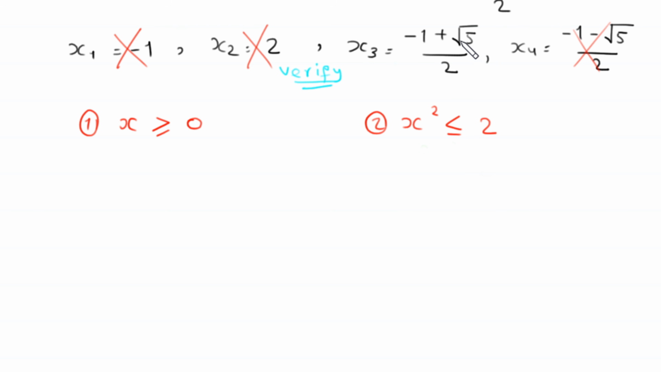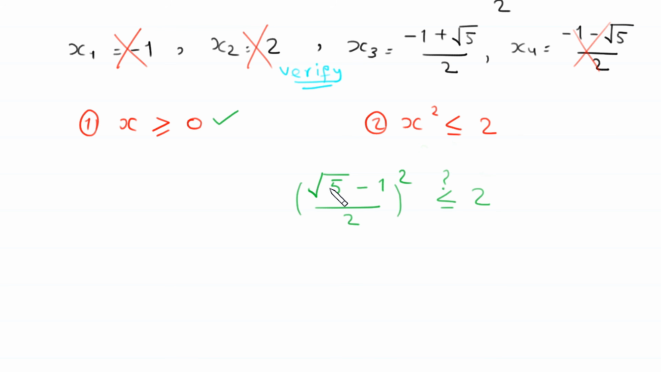The square root of 5 is greater than 2. So negative 1 plus square root of 5 over 2 is greater than 0, so this condition is true. Now we check the second condition. In place of x we put this value, negative 1 plus root 5 over 2. This can be written as root 5 minus 1 over 2, and we take the square because here we have a square. Is it less than or equal to 2?